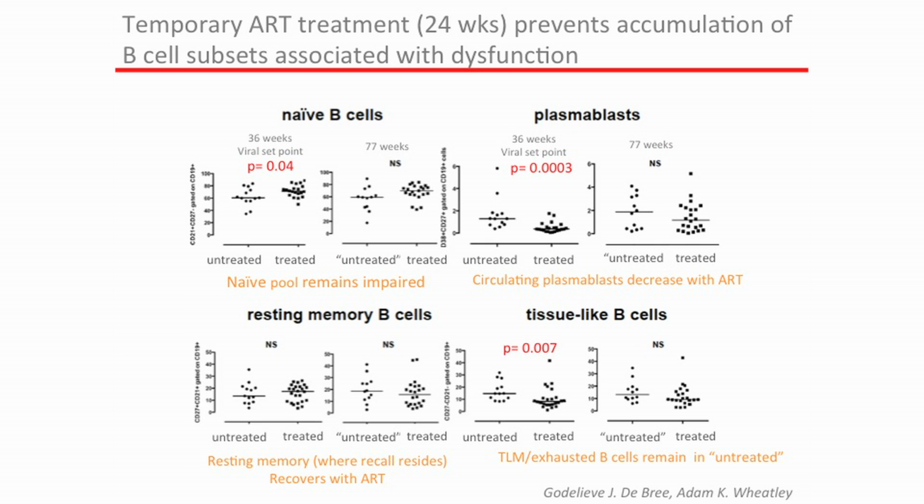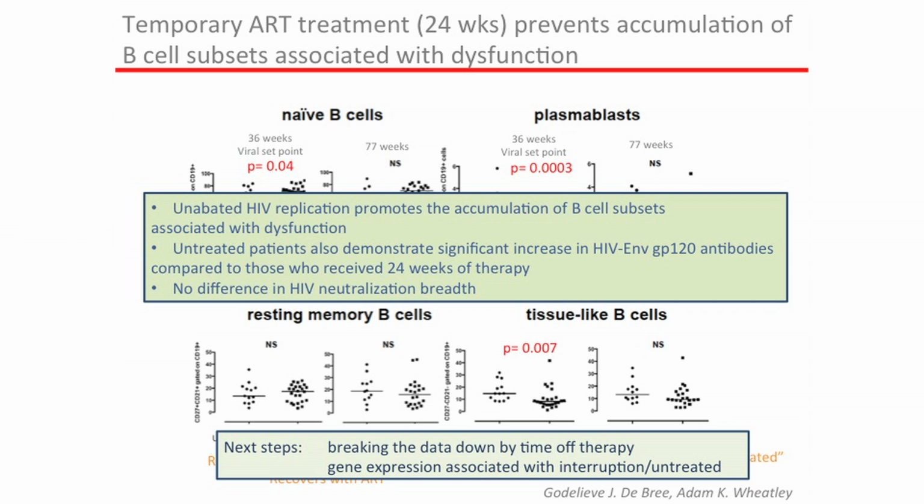Resting memory recovers with antiretroviral therapy. And also the tissue-like or exhausted B cells remain in the untreated. This is a constant presence in HIV infection, this exhausted population. So what we can conclude from this is unabated HIV replication promotes the accumulation of B cell subsets associated with dysfunction.